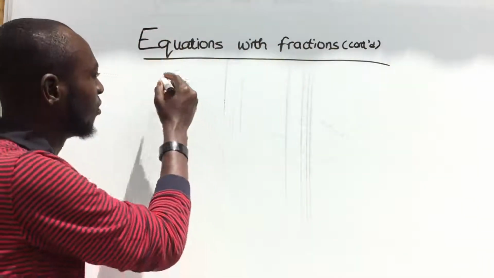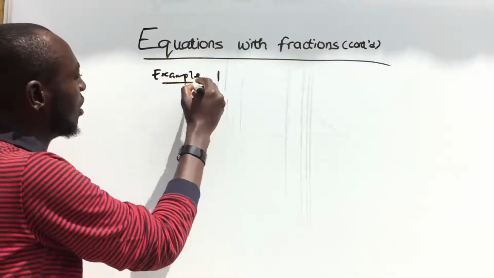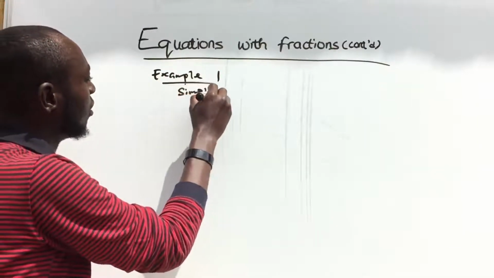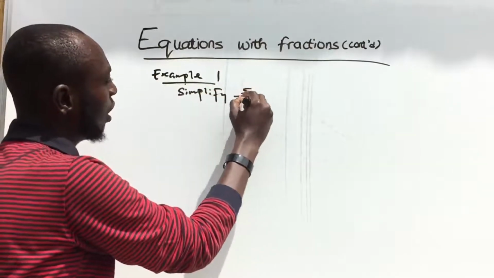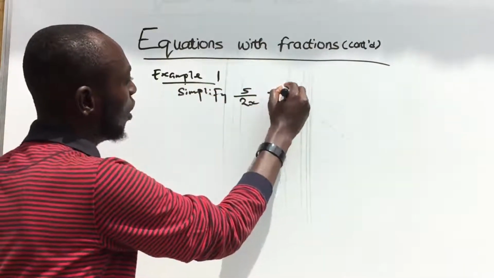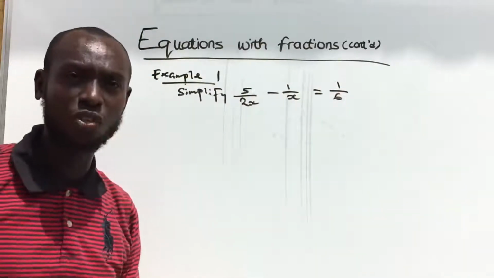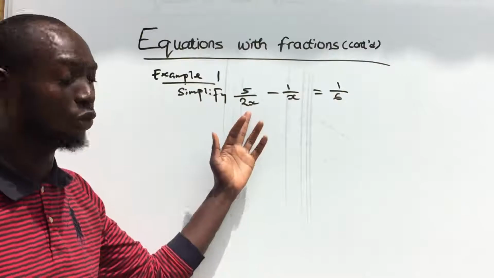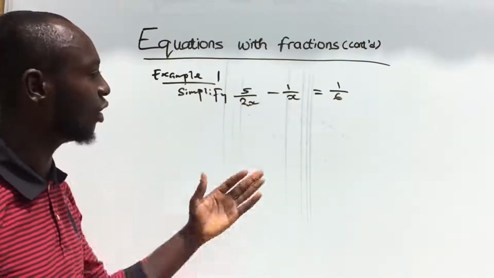Example 1. Simplify 5 over 2s minus 1 over s equals 1 over 6. When I give such a question to solve, this has an unknown variable, which is the value s. Now how do we solve such questions?